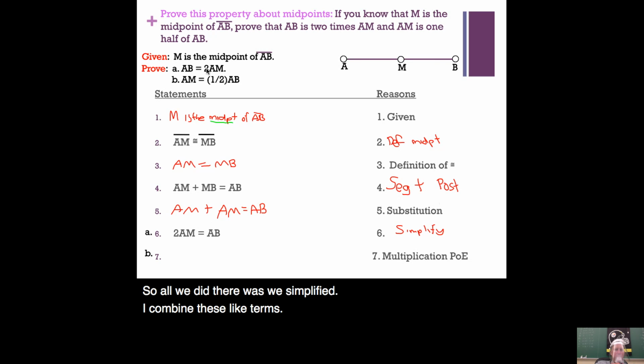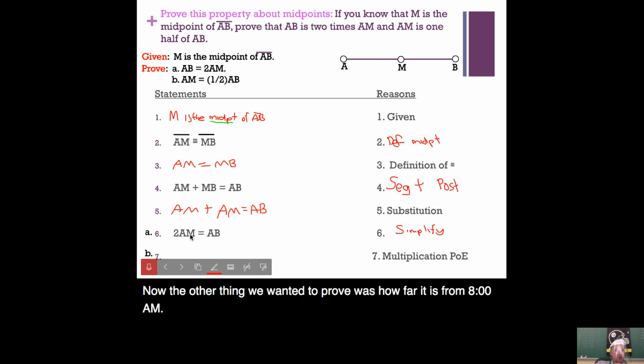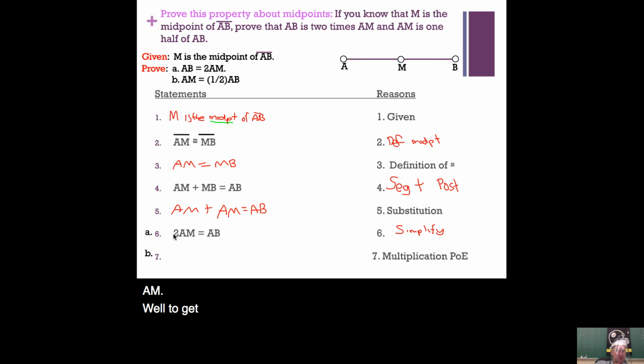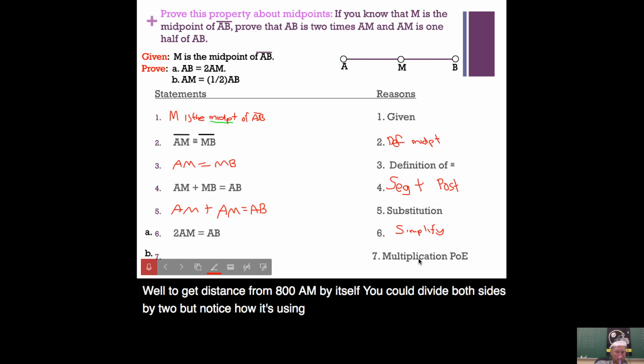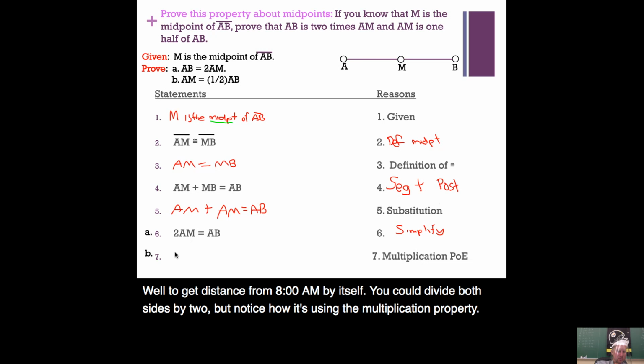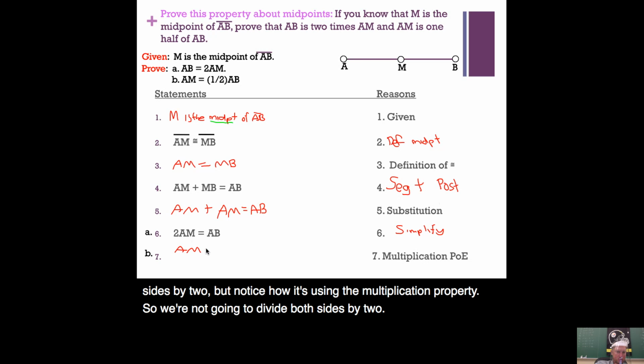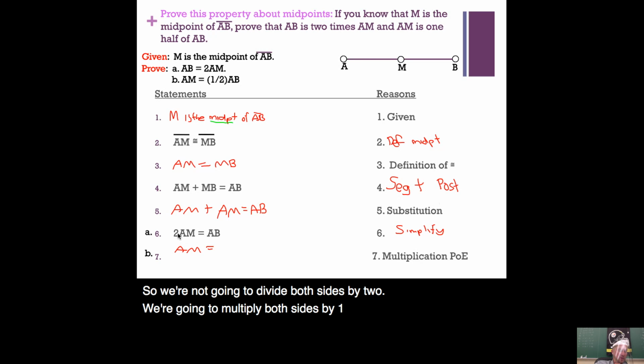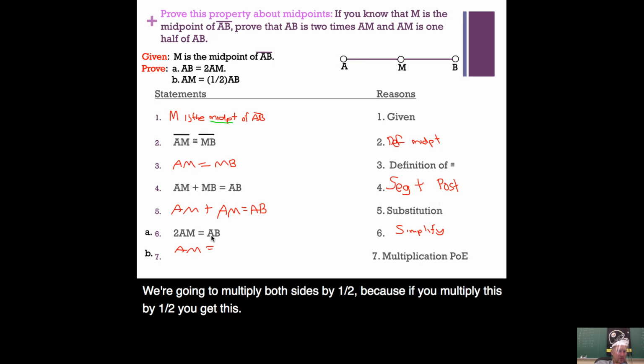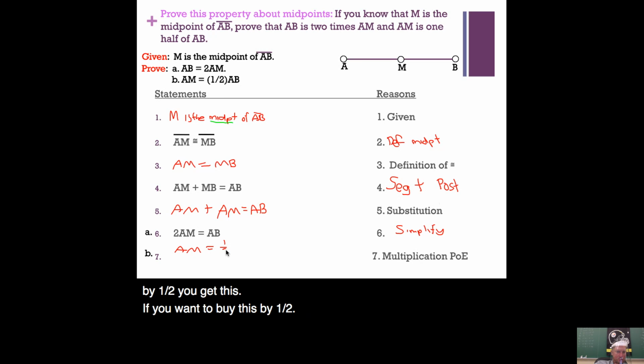So this is half of what we wanted to prove. Now the other thing we wanted to prove was how far it is from A to M. Well, to get distance from A to M by itself, you could divide both sides by 2, but notice how it's using the multiplication property. So we're not going to divide both sides by 2. We're going to multiply both sides by 1/2, because if you multiply this by 1/2, you get this. If you multiply this by 1/2, you get this, which is what you wanted to show.